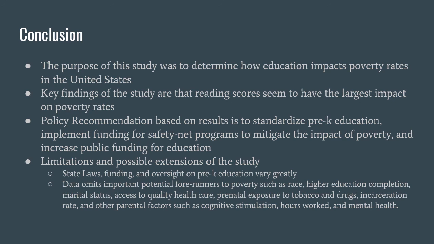Some limitations and possible extensions of our study: the state laws vary, the funding varies, and oversight varies on pre-K. So that's going to change across each state. And our data omits important potential forerunners to poverty, such as race, higher education completion, marital status, and access to quality health care. These are all important things to measure poverty as well, and we did not include this in our study. So when we are conducting this study, we're only talking about the educational outcomes and not other impacts that could have a play on poverty.